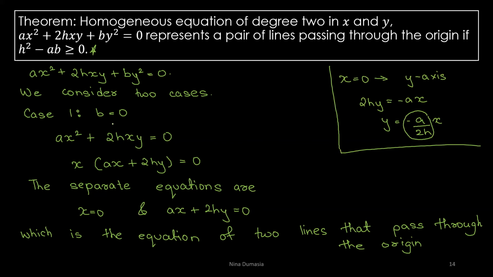Now next case में what will we do? We will consider that b is not equal to 0. Let's do that now. So case 2 now, we have that b is not equal to 0. अगर b 0 नहीं है then we can multiply throughout by b, ठीक है। इस रीजन से हमने ये दो केसेस कंसिडर किए। So now it becomes ab x square plus 2hb xy plus b square y square, ठीक है, is equal to 0.